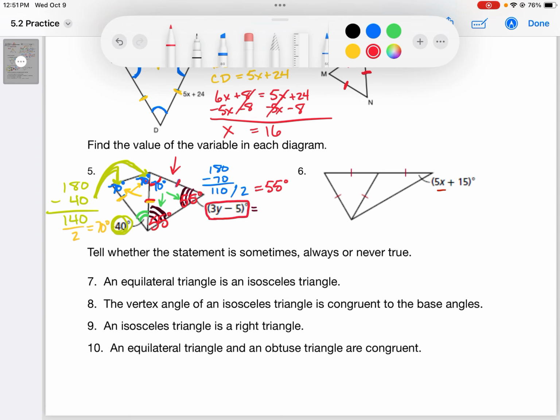All right, and then the very last thing is I can use this expression, knowing that it is 55 degrees. I can add 5 to both sides, and that leaves 3y equals 60. I can divide both sides by 3, and y equals 20. All right, so I think that's enough to get you going on your practice. Number 6 is similar to number 5.